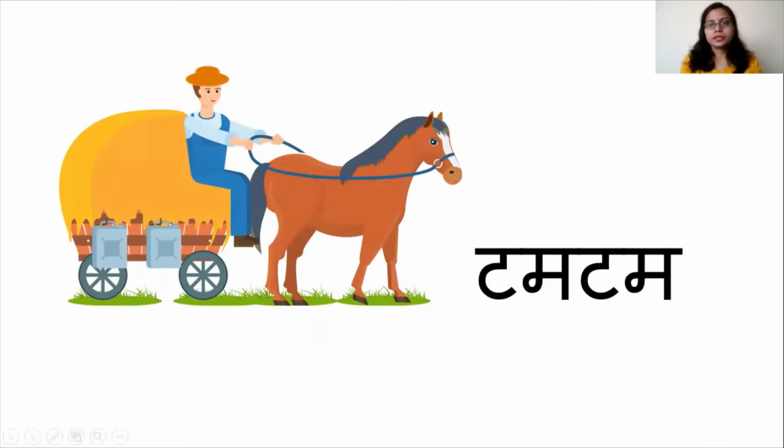So now we are going to do the poem part. I'm going to read the poem based on your picture tum tum. Listen carefully, children, then I will explain it.